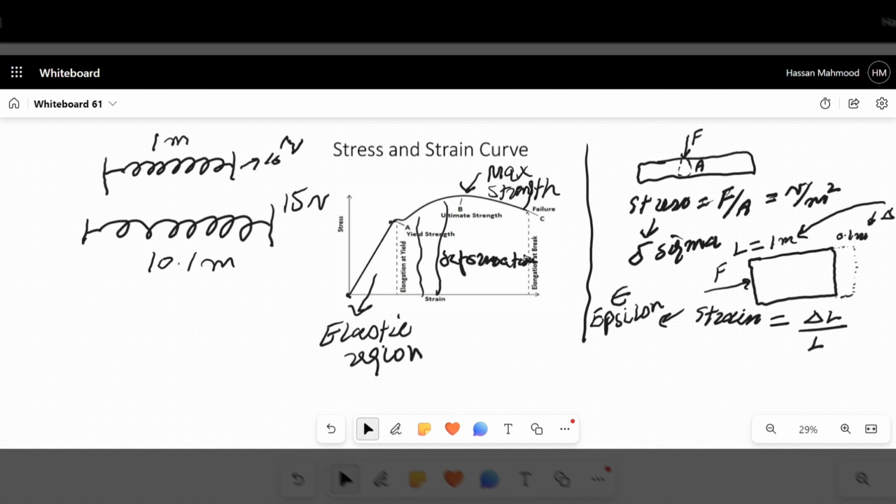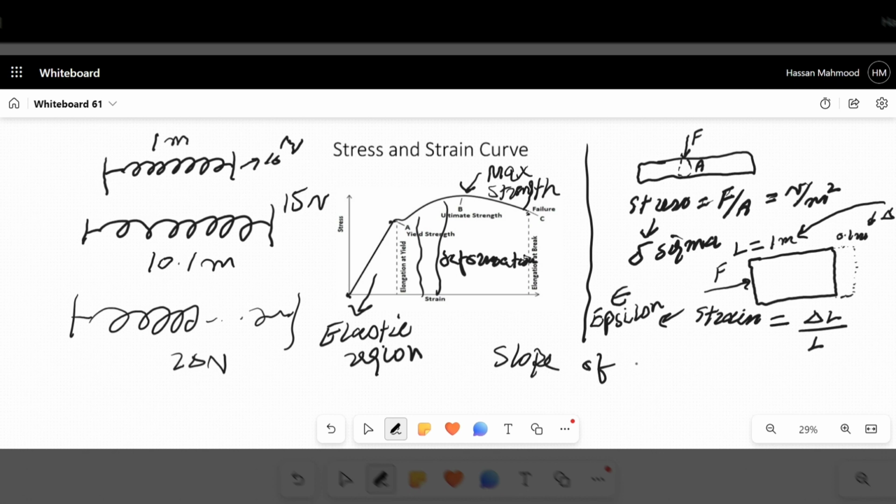Right? Now, the failure region. If you relate the same example, increasing the force, the spring broke into two pieces, such as at 20 Newton when you are pulling the spring. So that region shown on the curve is the failure region. The Young modulus is also an important property. That is the slope of the linear region of a curve.